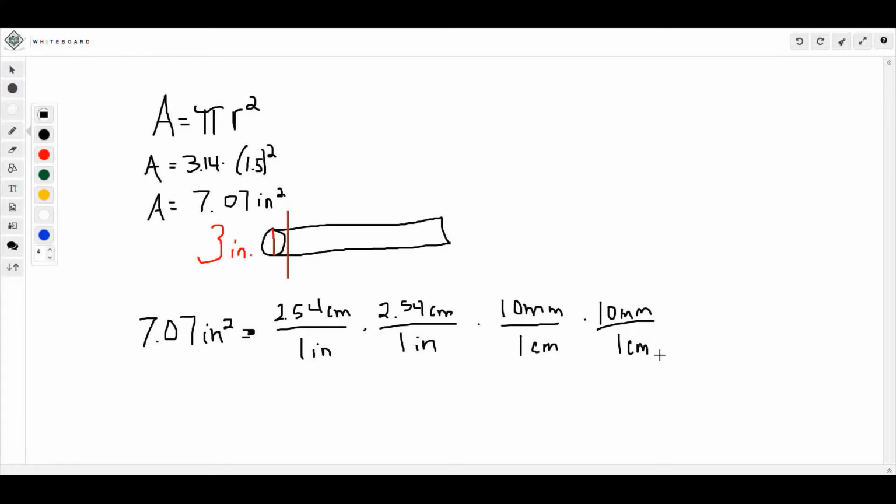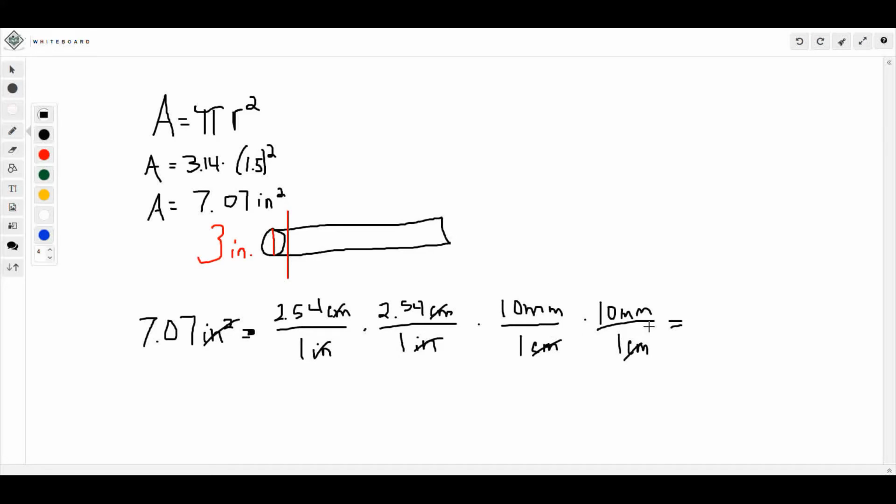Alright, so now we're going to end up with millimeters. First we have to cross everything out. So here's inches squared, here it is, here it is. And then we're going to cross out our centimeters because they cancel one another out. So then we're left with squared millimeters. Everything's canceled out except our square millimeters.